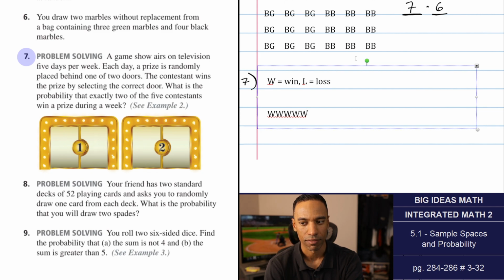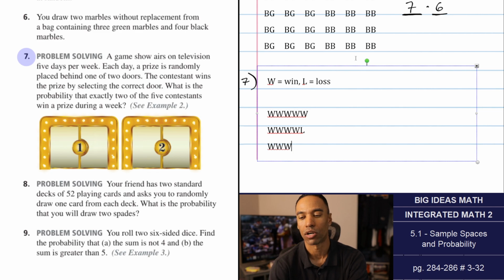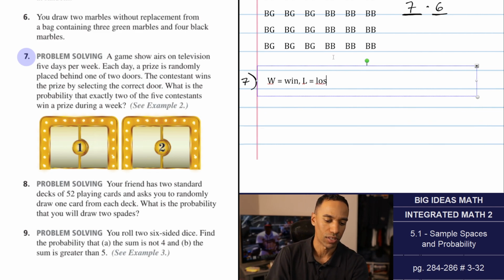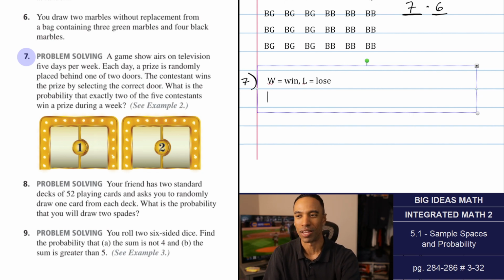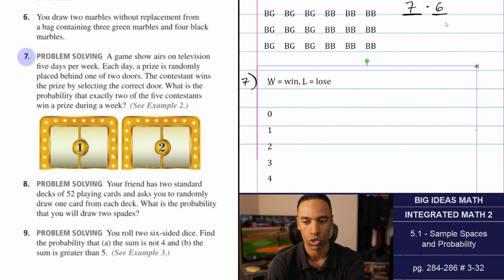1, 2, 3, 4, 5, or have 4 win and 1 lose. But there are different ways you can have 4 win and 1 lose. So I guess that's what I want to say, sorry about this. I'm trying to think about how to arrange this specifically. I want to have none win, 1 win, 2 win, 3 win, 4 win, 5 win. There we go. That's how I wanted to do it.